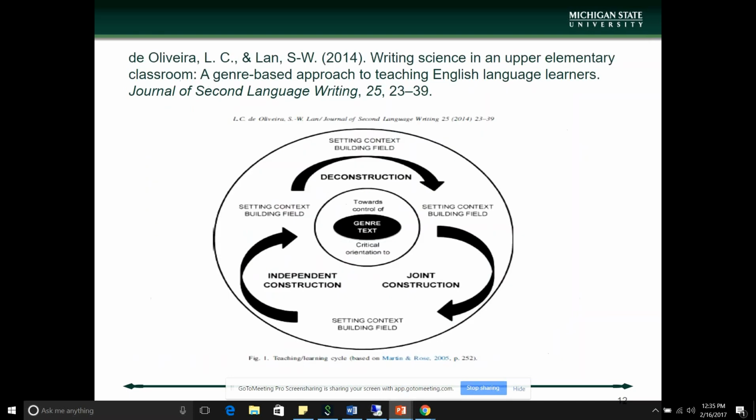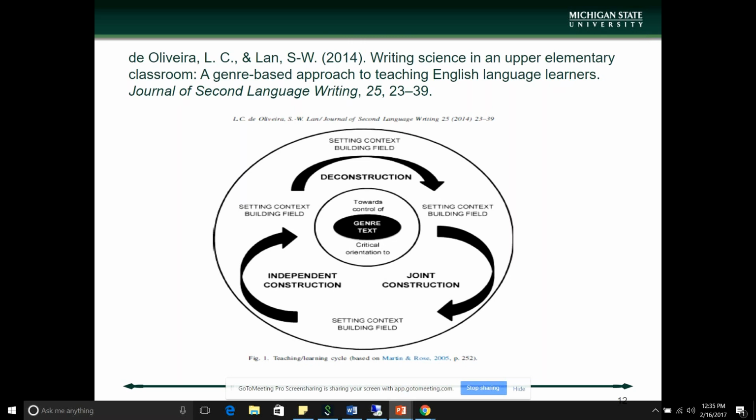The next idea I want to talk about, again, another one of my favorite articles in Journal of Second Language Writing looks at students in an elementary classroom, and this is another type of genre-based writing. This is from the De Oliveri's and Lon's article, which actually comes from Martin and Rose, if you're familiar with that school of genre instruction.